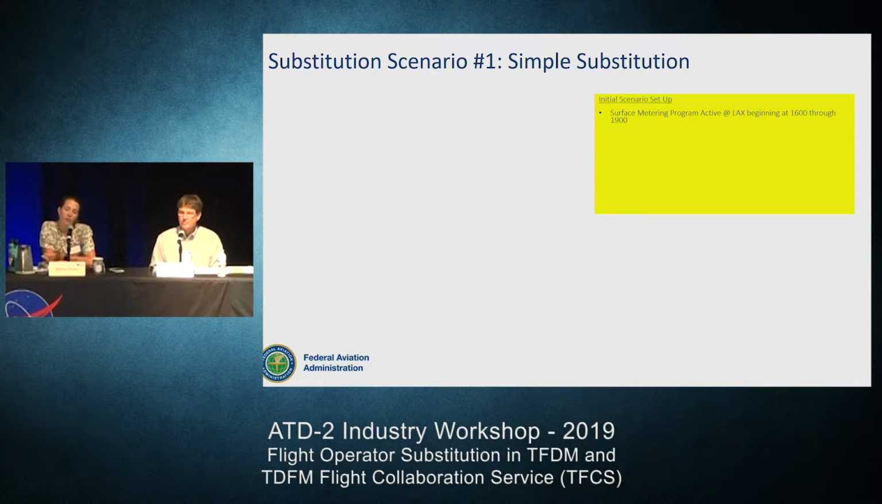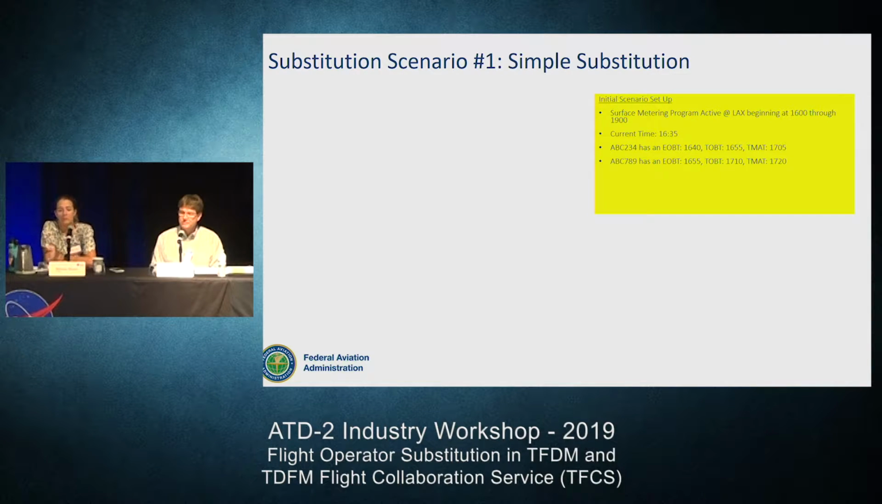So we're saying we're at LAX and that their surface metering program, an SMP, is actually active and it's beginning at 1600 and goes through 1900. So it's been coordinated and affirmed and entered into the system. Current time right now is 1635, so we're actually in that period.